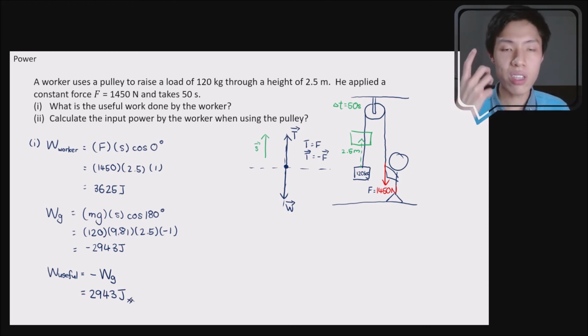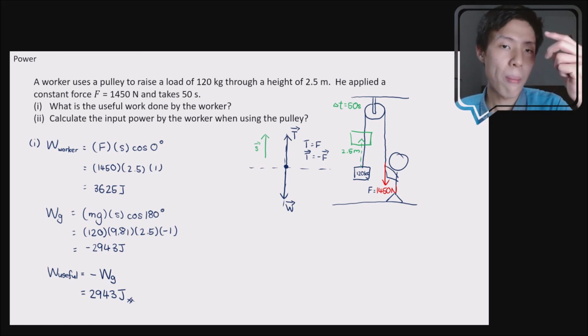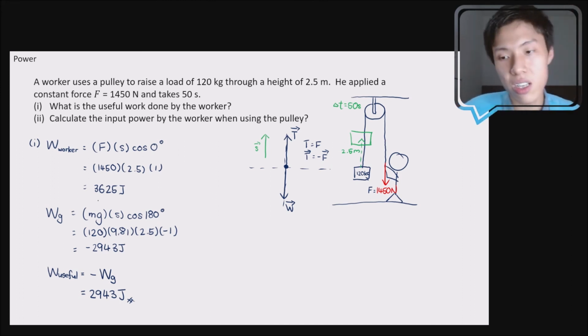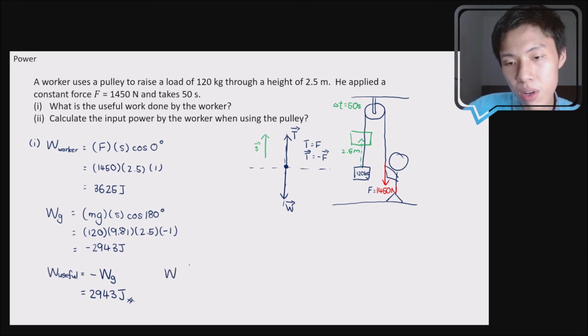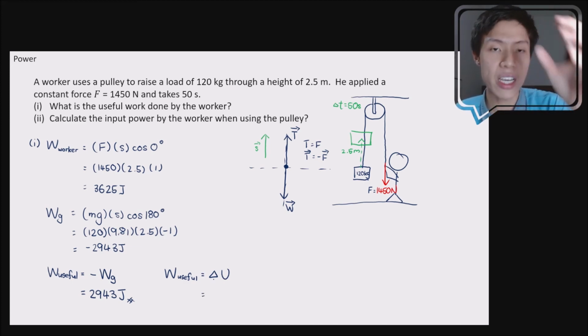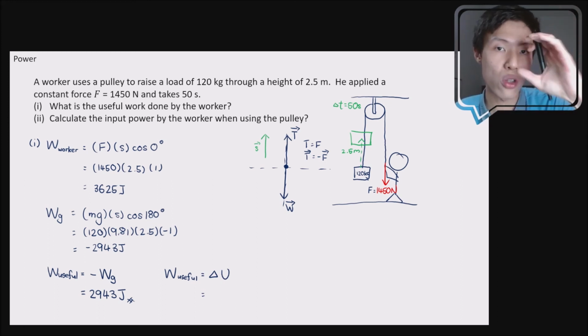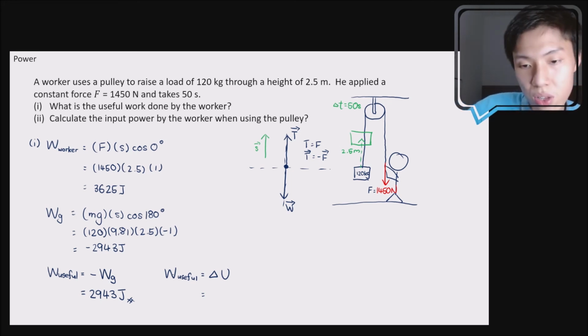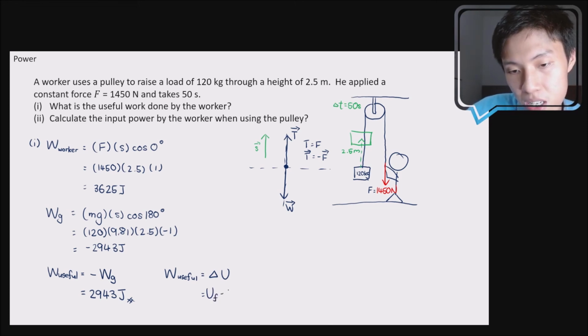Okay, but you can also think of it this way. The purpose of this process here is to raise the object by 2.5 meters. So in that case, our useful work done here is to cause the object to experience a change in potential energy. Or in other words, the useful work done here is to cause the load to experience a change of gravitational potential energy. So you can do it this way as well, by taking U_F minus U_I.